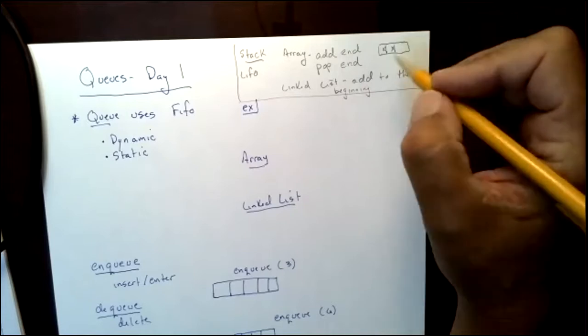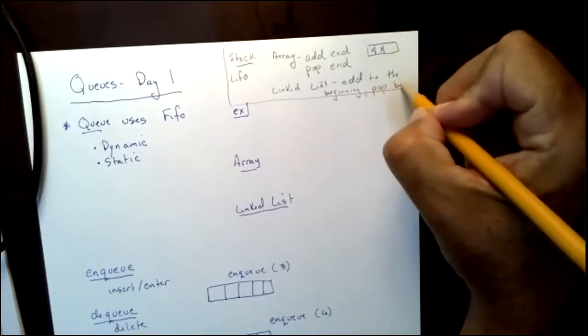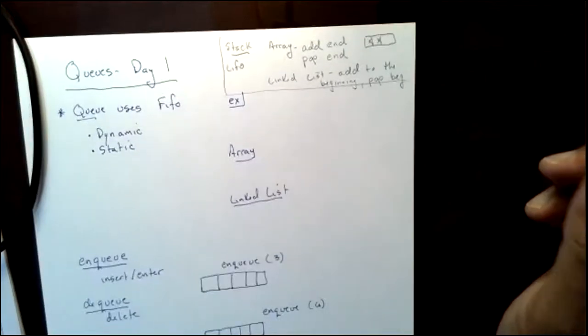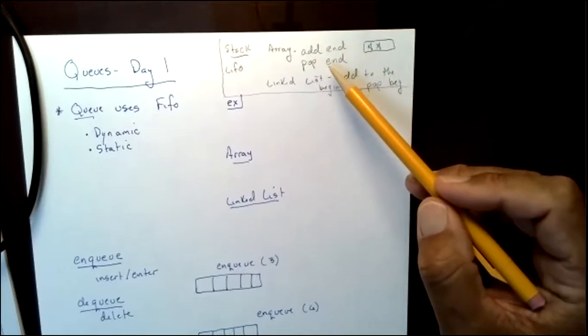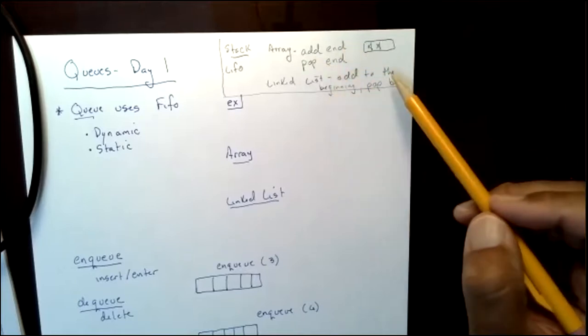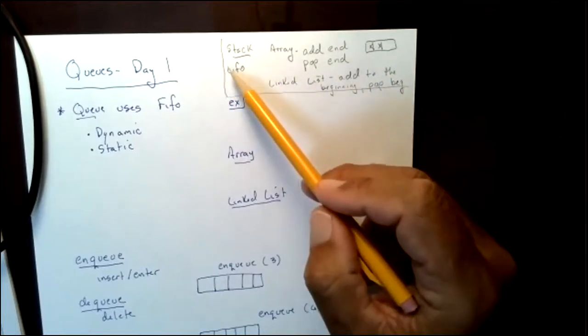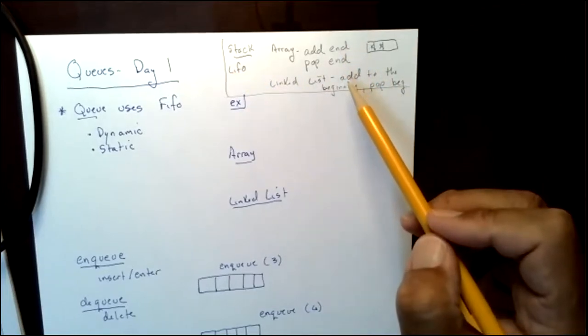Add to the beginning, and then where did we take from? We also popped from the beginning. Okay, so just a little review, and it's good I brought it up because we may have needed it. The array, we added to the end and we took from the end. The linked list, we added to the beginning and we popped from the beginning. Again, it was dealing with the last one in being the first one out. So these guys were the same.